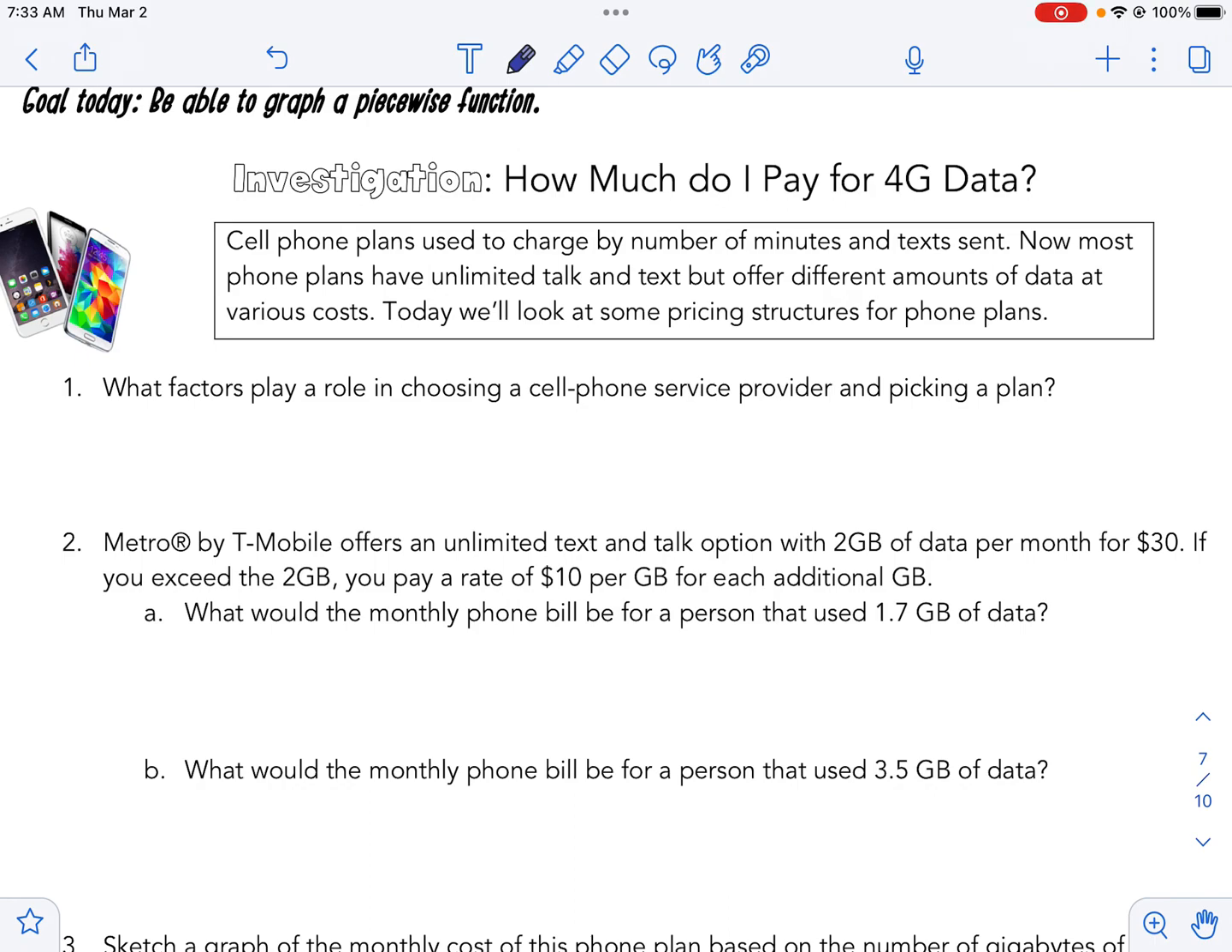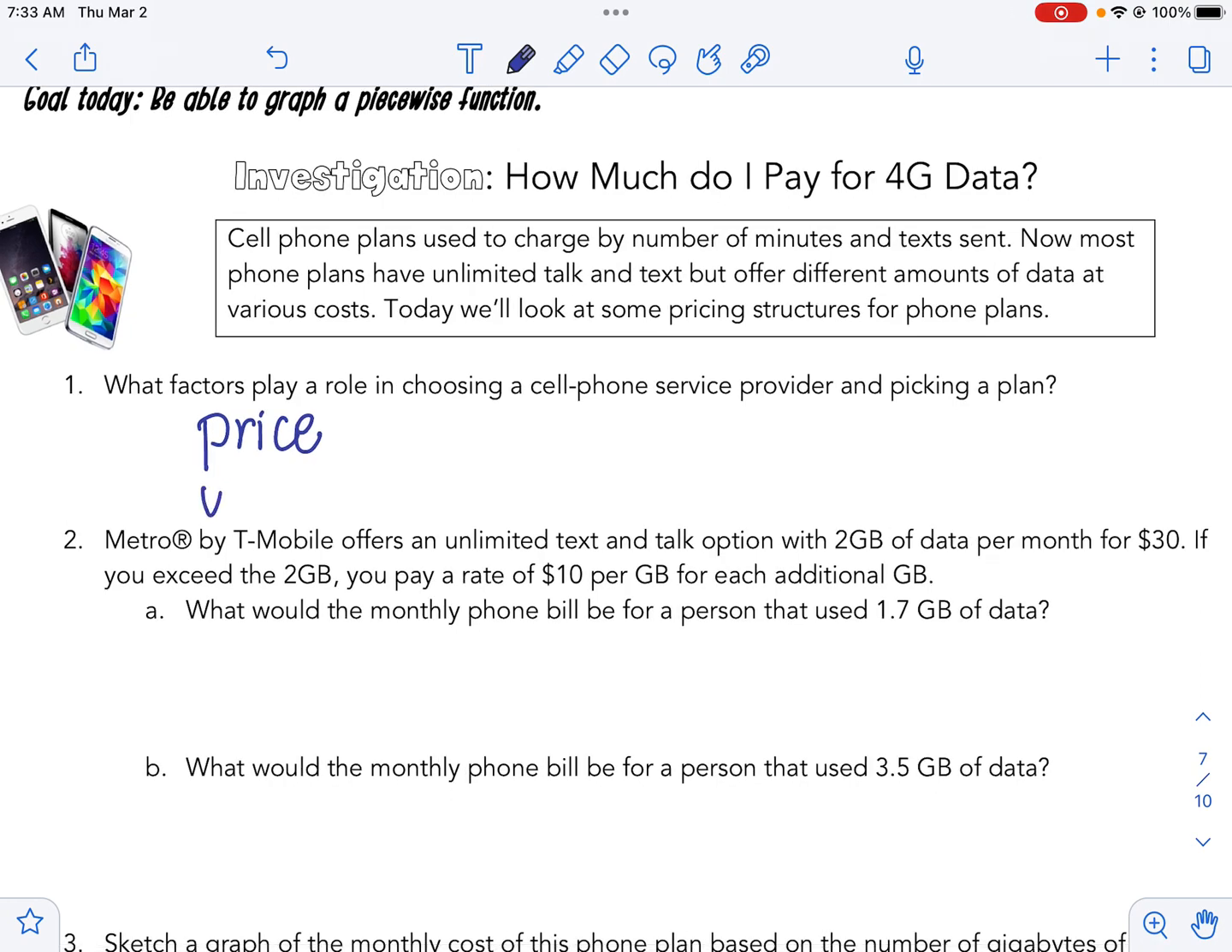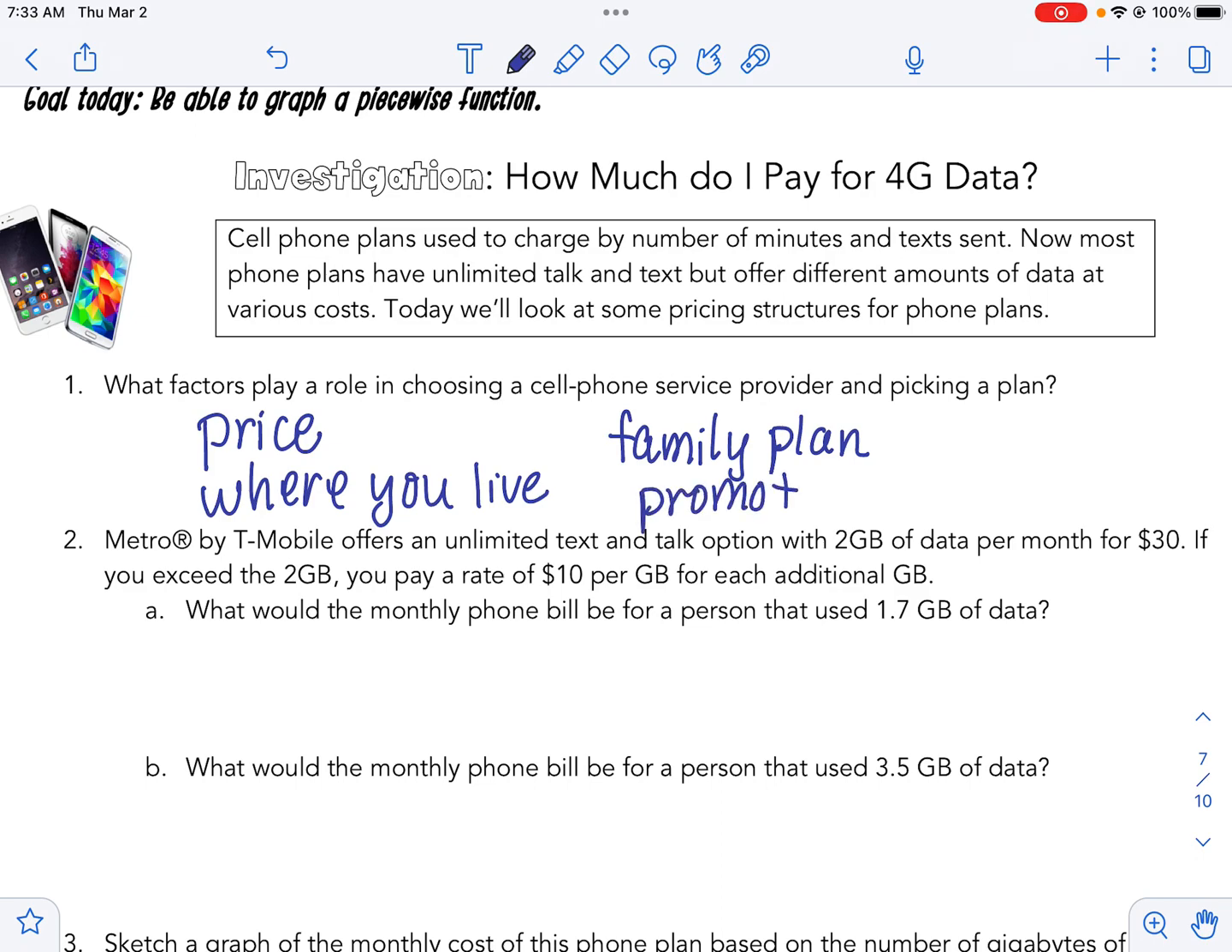So, I mean, that depends on a lot of stuff. Price is probably a big one. Price and what each plan offers, maybe where you live and what's available. If you're part of a family plan, maybe what the best family plan is for you and your family. If there's any deals or promotions. So there's probably a lot that go into selecting a cell phone service provider.